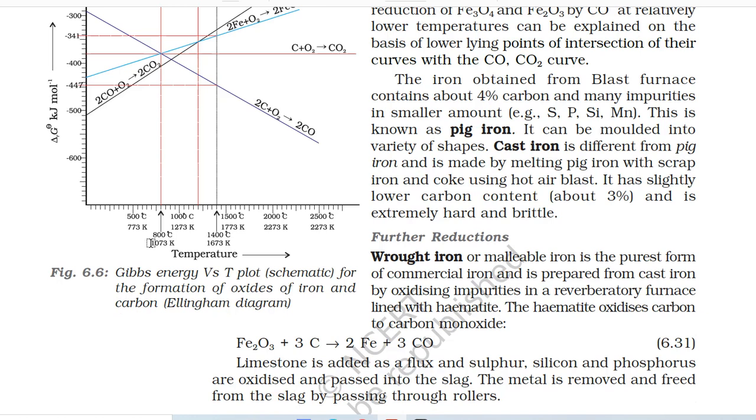The iron obtained from the blast furnace contains about 4% carbon and many impurities in smaller amounts (for example, sulfur, phosphorus, silicon, manganese). This is known as pig iron. It can be molded into a variety of shapes. Cast iron is different from pig iron and is made by melting pig iron with scrap iron and coke using hot air blast. It has a slightly lower carbon content, about 3%, and is extremely hard and brittle.